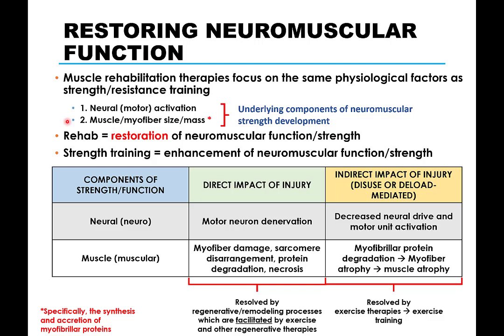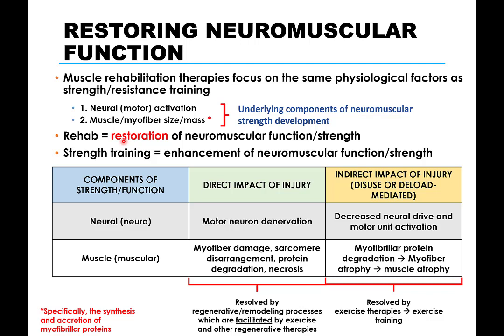So in essence, the focus of muscle rehabilitation following a strain or injury is exactly the same as resistance training. The only difference is that muscle rehabilitation is the restoration of neuromuscular function/strength, and thus the restoration of neural activation of muscle and restoration of muscle size and mass, and thus myofibrillar protein content.